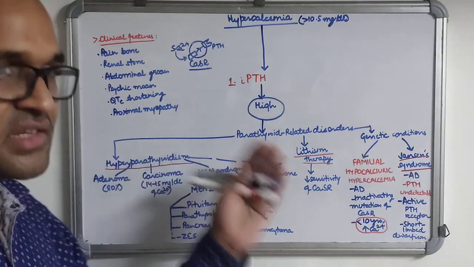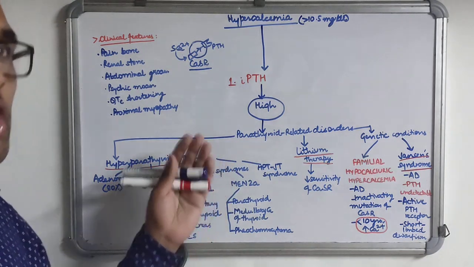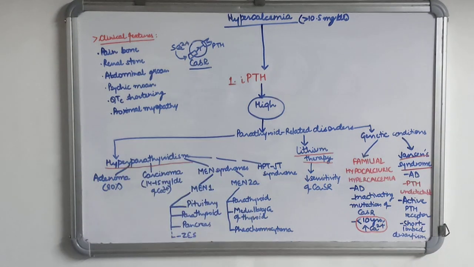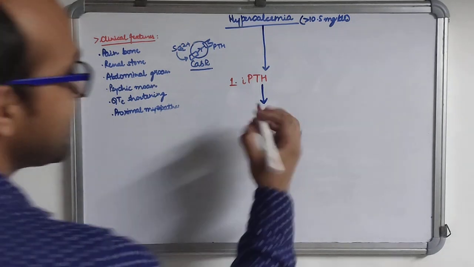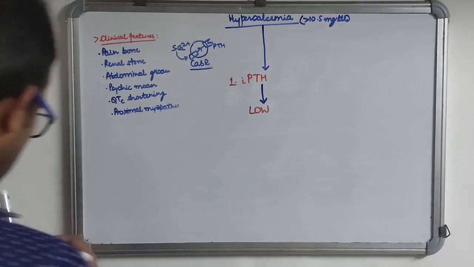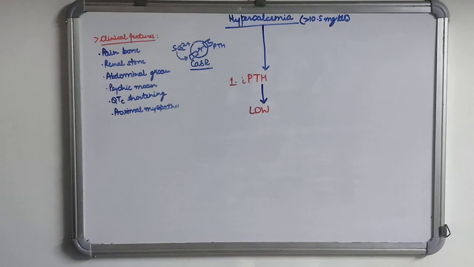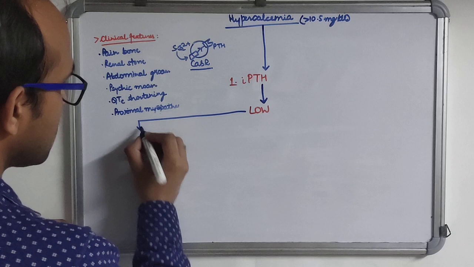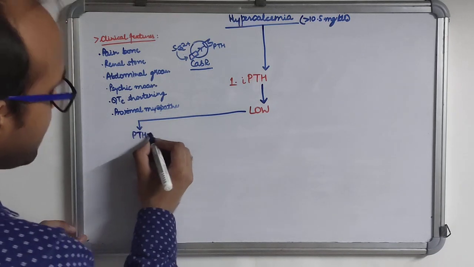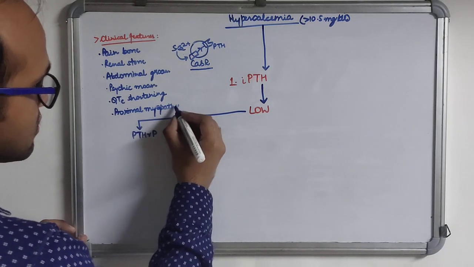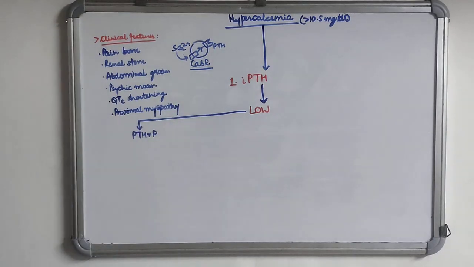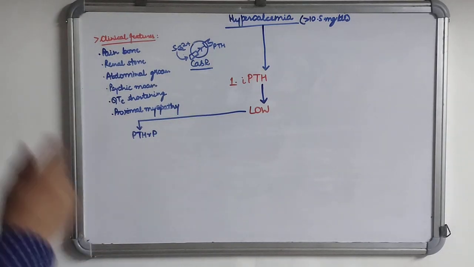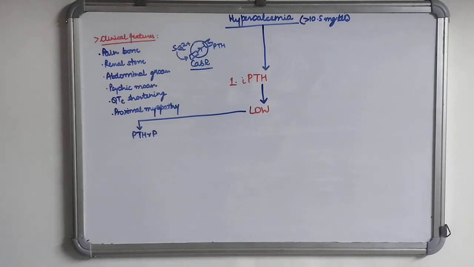Now moving on to the other spectrum in which iPTH level is low. So if iPTH level is low, what all do you have to think of? The first thing you should do is look for PTH related peptide, because PTH-related peptide and hyperparathyroidism combined together account for 90% of cases of hypercalcemia.